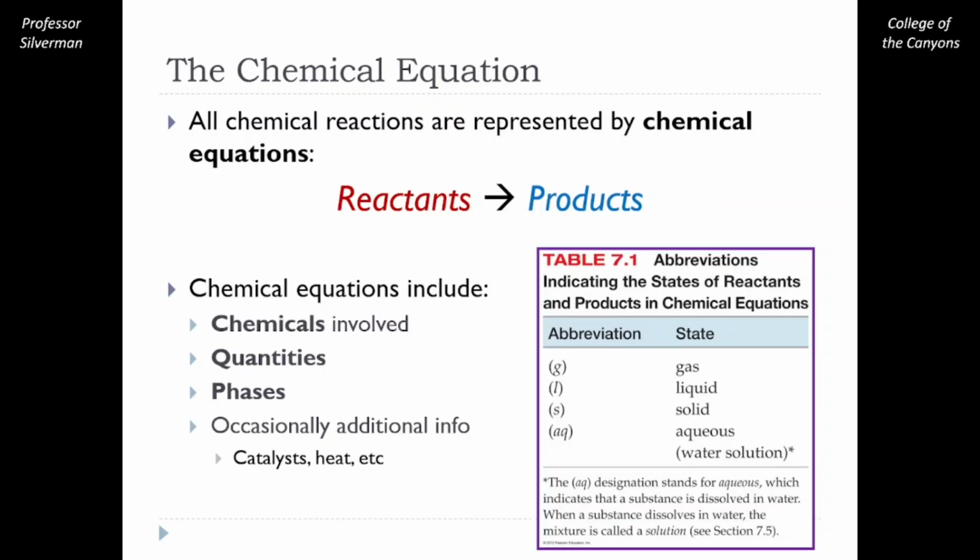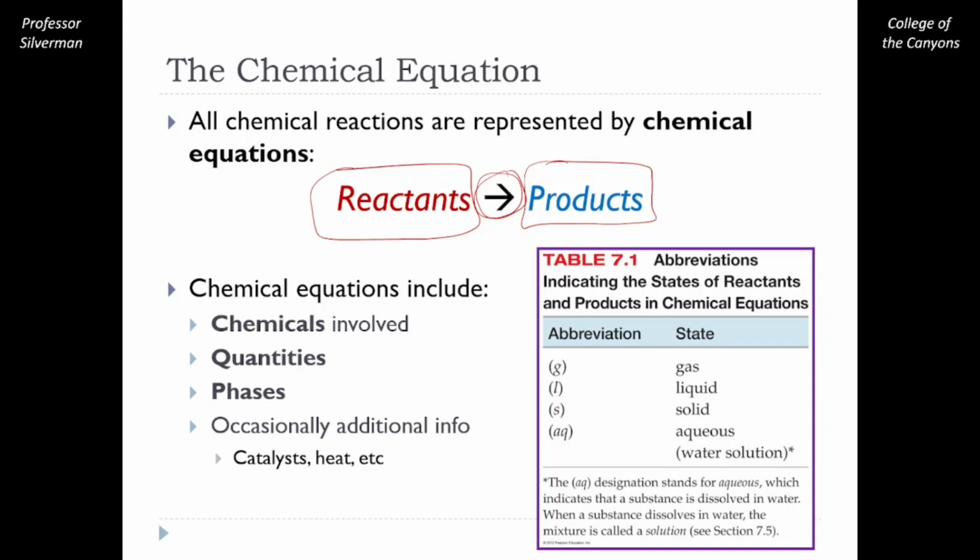Our chemical reactions can be expressed by this chemical equation, where we show our starting materials on the left side of an arrow. We have that arrow to represent that there is something happening, and then we write our final products on the right-hand side of that arrow. All of our reactants and products are written as chemical formulas.